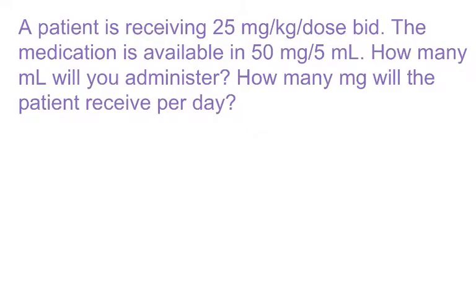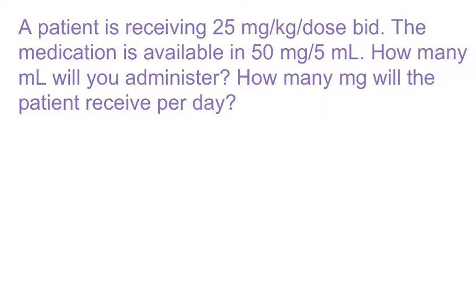Okay? This is one more I put in there. Just wanted to go over a question where sometimes they ask you milliliters or sometimes they ask you milligrams. So, for this problem, your patient is getting 25 milligrams per kilogram per dose, BID. The medication's available in 50 milligrams per 5 mLs. Oh, look, I didn't even give you the patient's weight. How many milliliters will you receive?